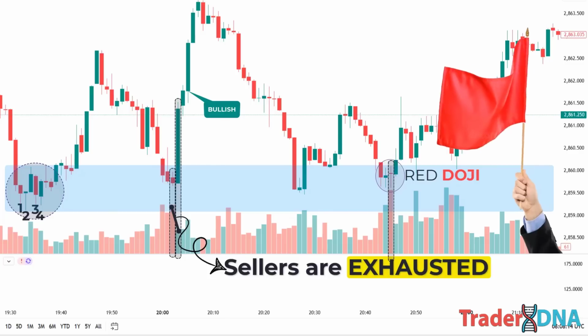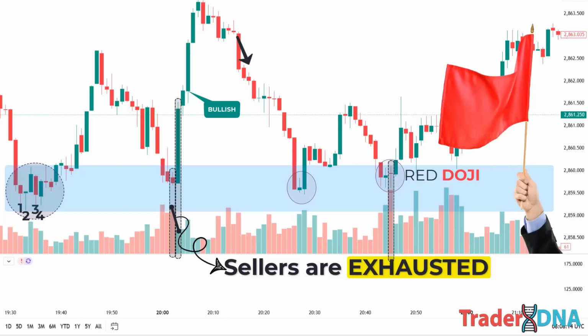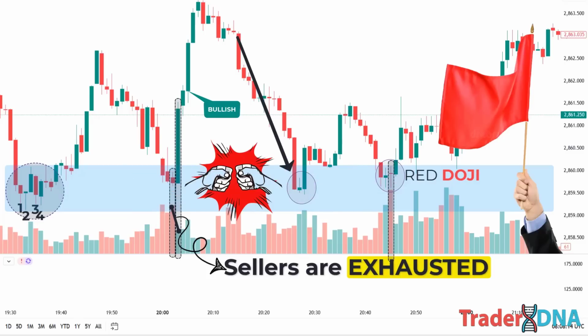This is a huge red flag. Something suspicious is happening, and we need to analyze it right now. And sure enough, look at this. This weird anomaly happened at the exact same support zone as before. So what does this tell us? It's simple. Sellers are fighting hard, but buyers are absorbing everything. The market is battling for control, and this support area is where the war is happening.